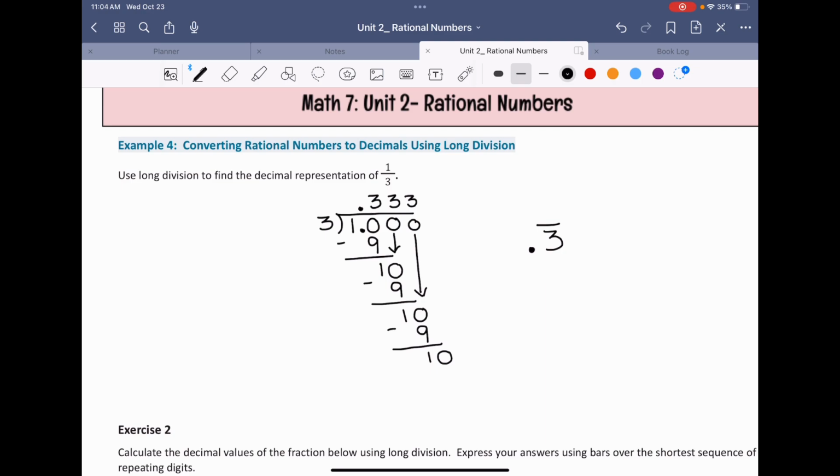And sometimes it's not the first number that repeats. It could be the second or the third. So just make sure you do it a few times to make sure you're seeing the repetition before you just say, oh, I know it should be this.